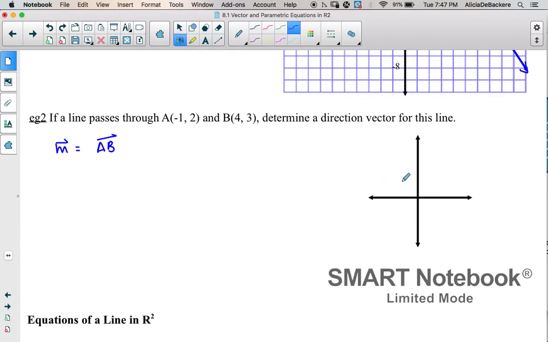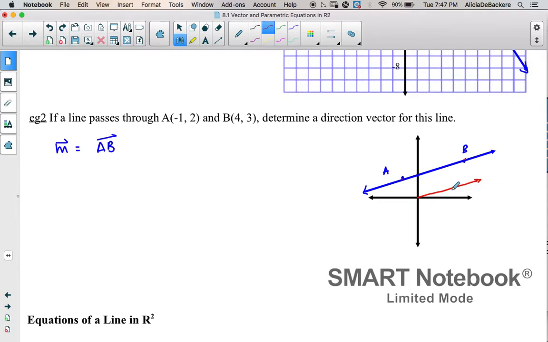So just a quick sketch of what's going on here. I've got these 2 points. A is over here, -1 and up 2, and B is over here, 4 and up 3. So here's my AB. I've got the line that connects these guys, right? That's what they're giving me in the question. So it's this line that goes on forever through these 2 points. And what I want to know is what is a direction vector for this. So if I take this line from A to B and I just drag its tail to the origin and I figure out what this vector is, that would be a direction vector.